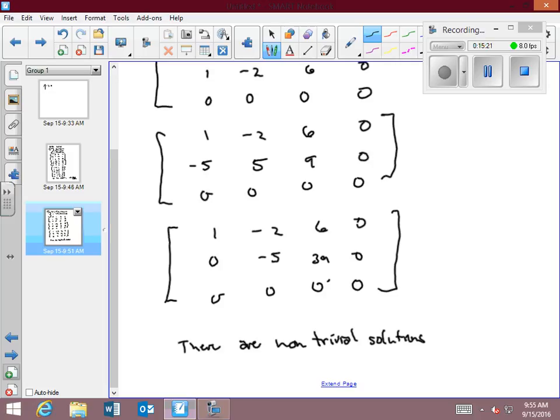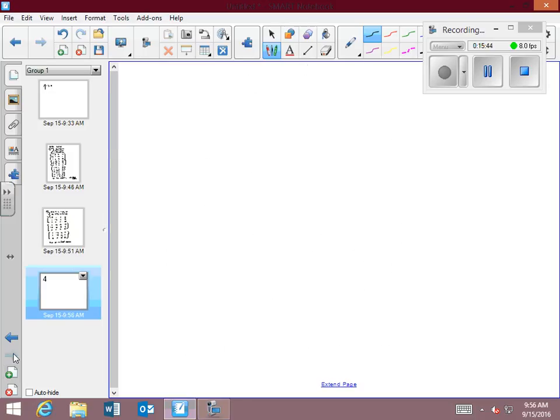So 5 and 6 it says follow the method in exercises 1 and 2. Write the solution set of the given homogeneous system in parametric vector form. It's so much nicer having this.